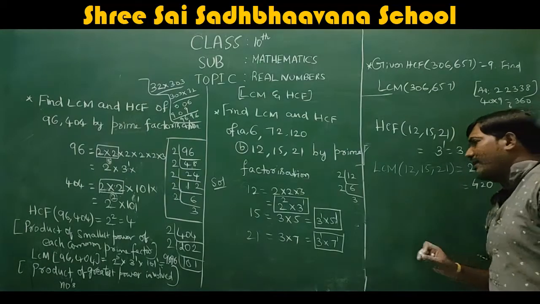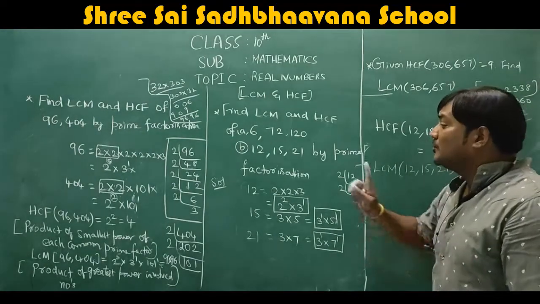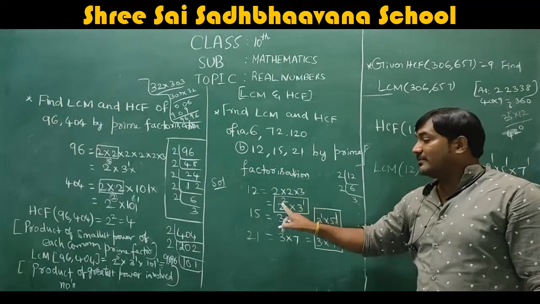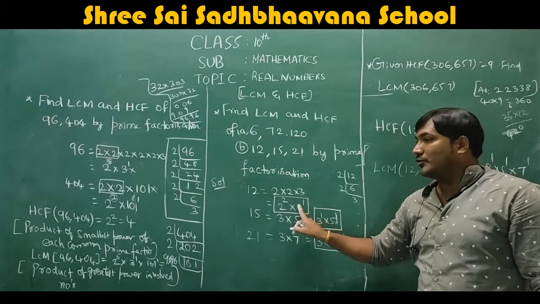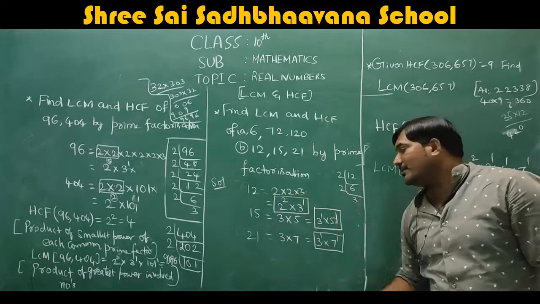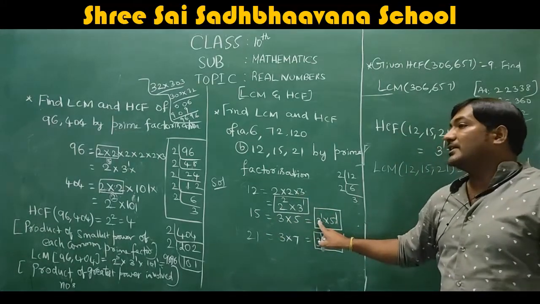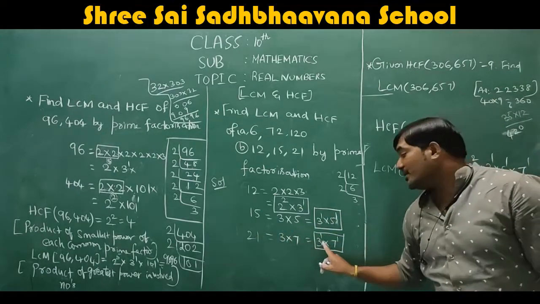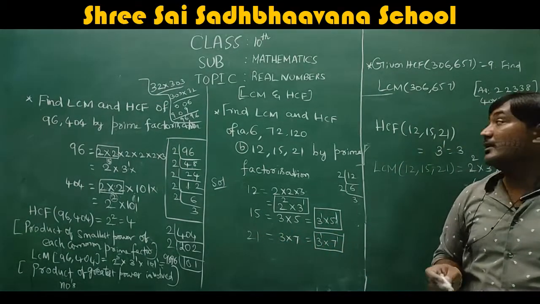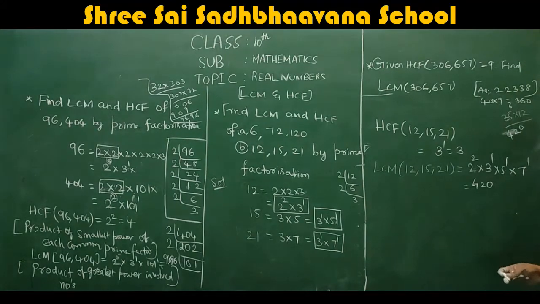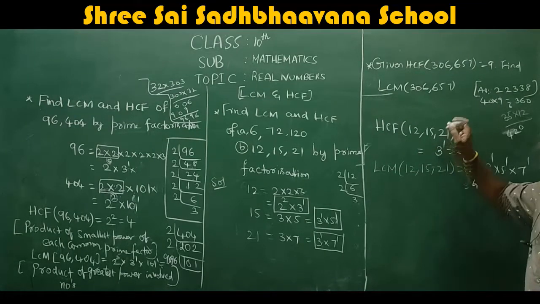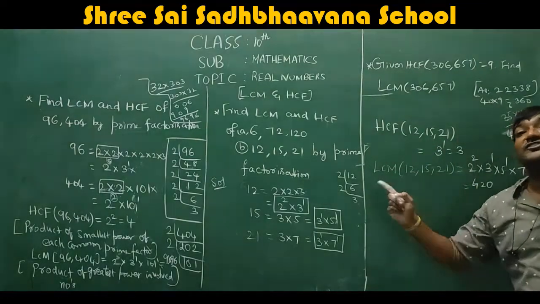Again, I will explain once more. 12, we are writing as 2 into 2 into 3. So in power form, we can write 2 square into 3. Similarly, 15 can be written as 3 into 5, which is 3 power 1 into 5 power 1. 21 can be written as 3 into 7, which is 3 power 1 into 7 power 1. So now, how to find HCF? Write the common numbers in the expansions. What are the common numbers we have? We have only one common number here, which is 3.